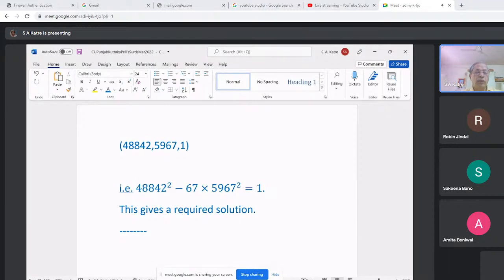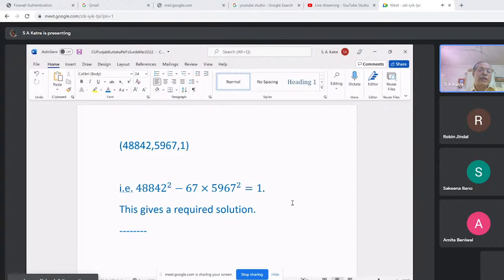Moreover, as I have told you, 67 is the value of n here, and root of capital N means root of 67. You can find the approximate rational value of root 67. So 67 is approximately equal to this square upon this square. Therefore, root of 67 is approximately 48842 divided by 5967, because 1 is replaced by 0, because these are large numbers. So this is how you can get the approximate rational value of root 67.